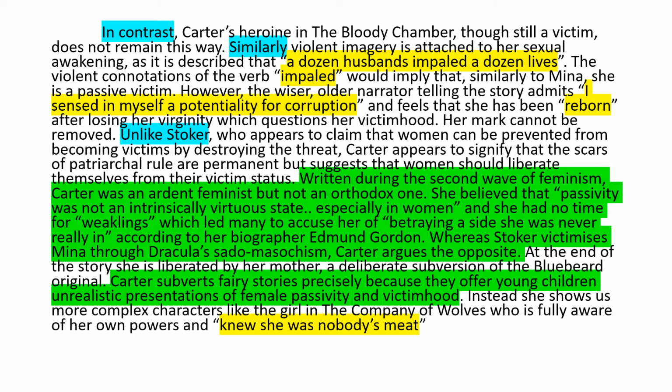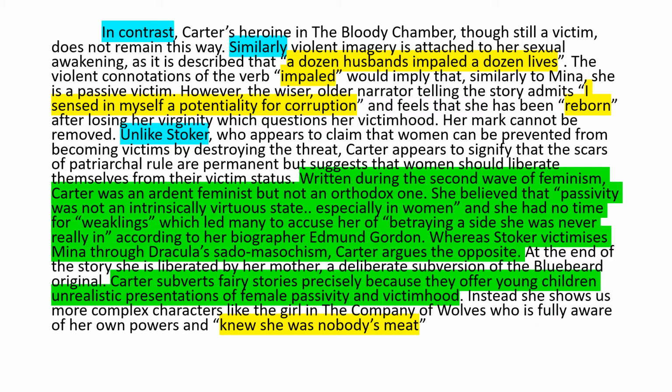However, there's a difference. The wiser, older narrator telling the story admits, "I sense myself a potentiality for corruption." So here we've got a kind of difference in the characters, where Mina sees herself as unclean. This girl's much more aware of her own desires. She admits to feeling reborn.